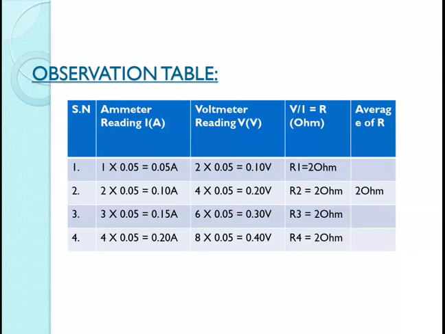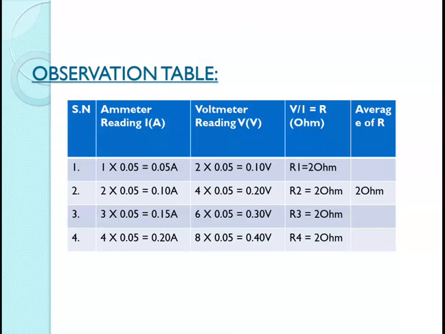So first observation: the ammeter's reading is 1, which is multiplied by the least count 0.05, equal to 0.05 ampere. The corresponding value of the voltmeter is 2 into 0.05 least count, which is equal to 0.10 volt. So R1 is equal to V by I, 0.10 divided by 0.05 is equal to 2 ohm.